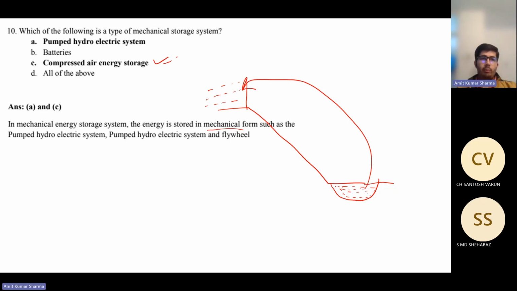Option B is wrong, because batteries totally depend on chemical energy. Okay, so they are basically electrochemical devices. So there is no form of mechanical energy linked to the batteries. So batteries are wrong. Option A and C are correct.